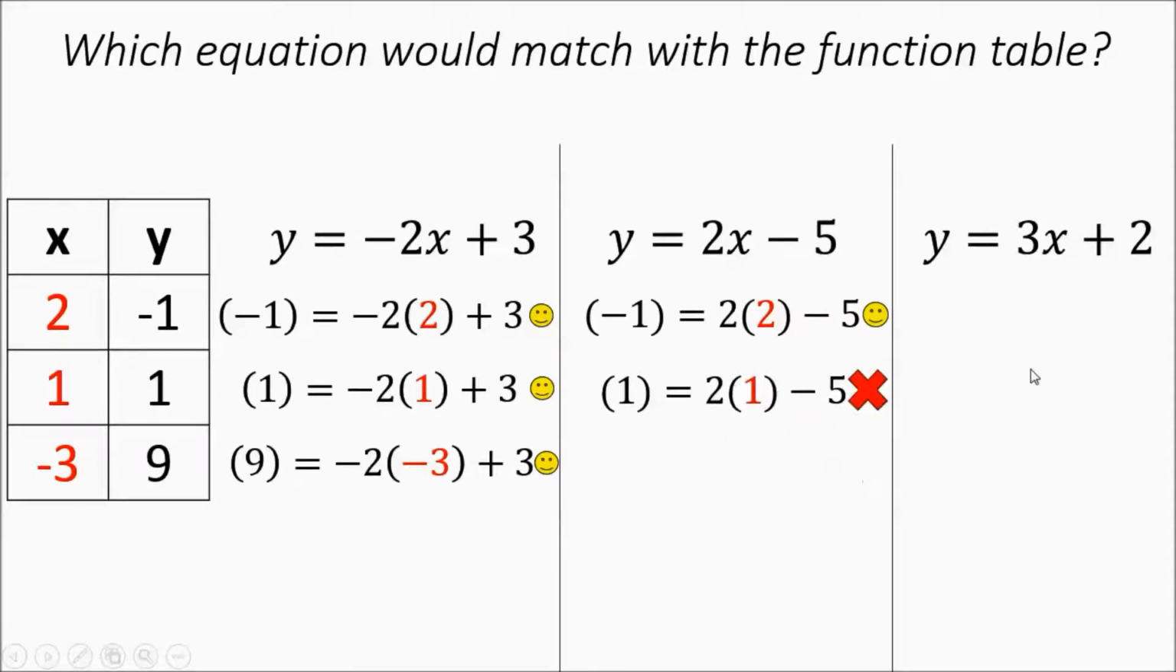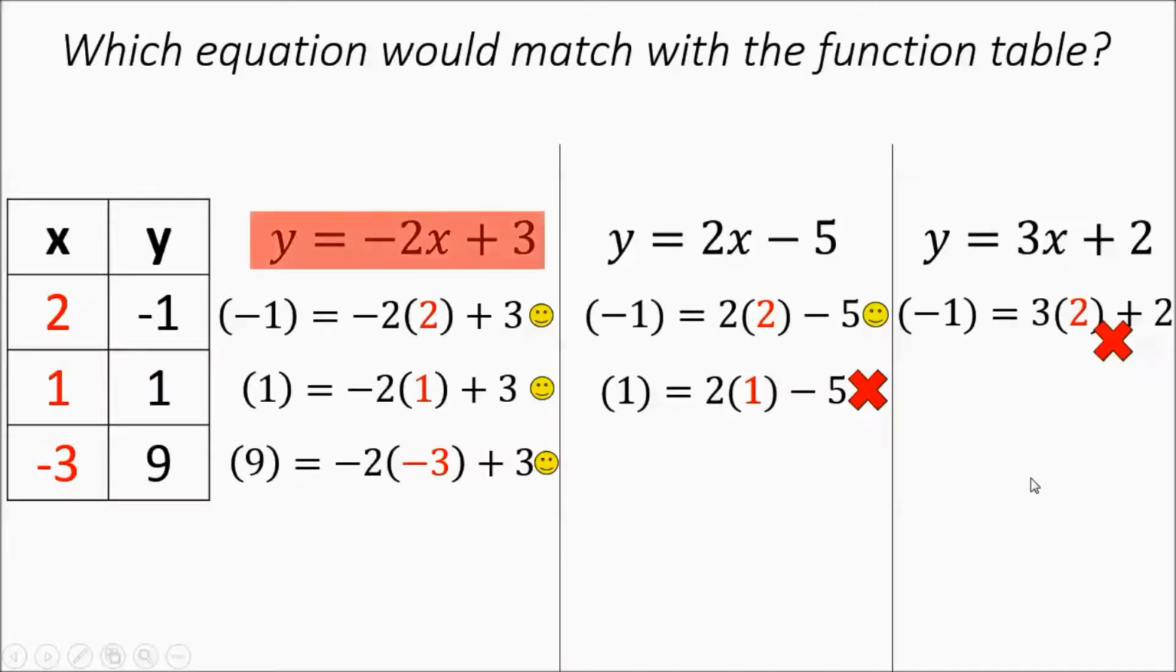And then finally, we'll try that last one just to make sure it doesn't work. We put in a 2 and a negative 1. That's going to be 6 plus 2. That's not going to be negative 1. So it was the first equation that did work for this one. So this equation and this function table match. We'll do one more.